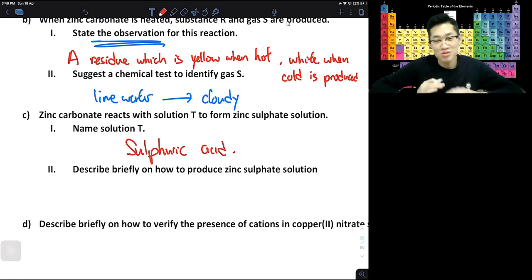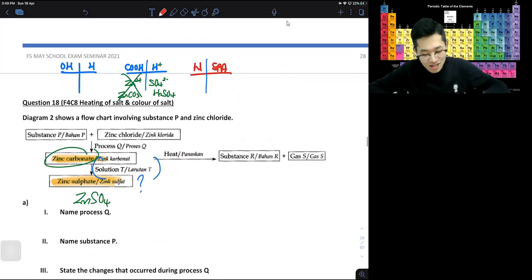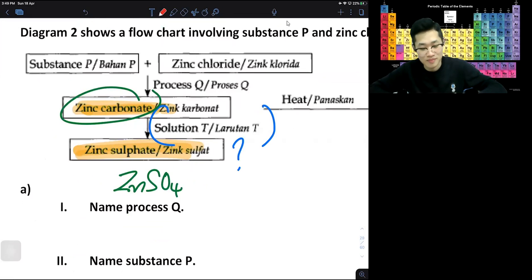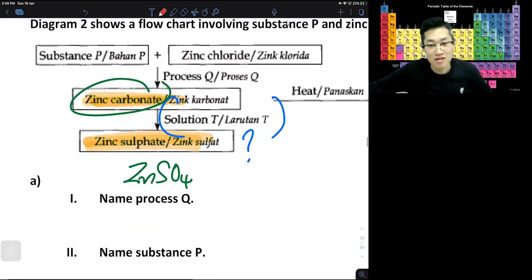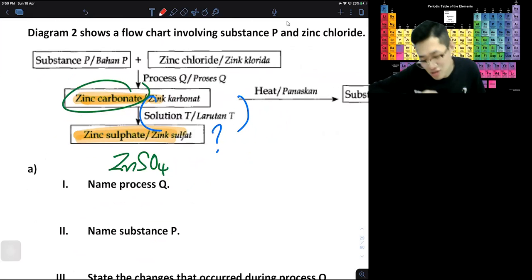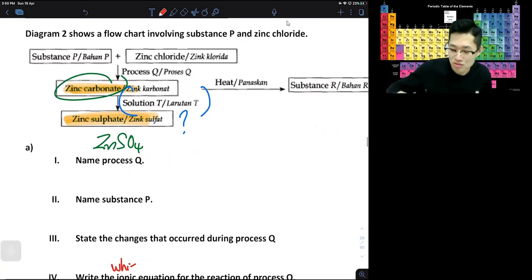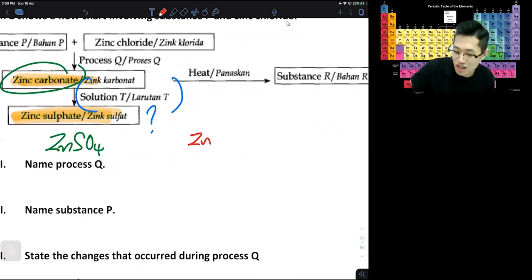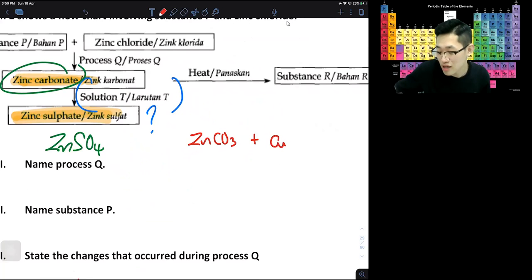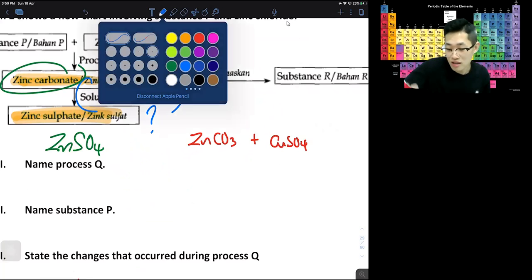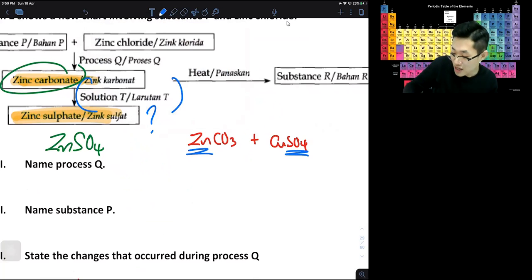Can use copper 2 sulfate. Cannot use copper 2 sulfate. Why cannot use copper 2 sulfate? I know some students will say that, oh, we can use zinc carbonate, plus CuSO4, and then we can get zinc sulfate.